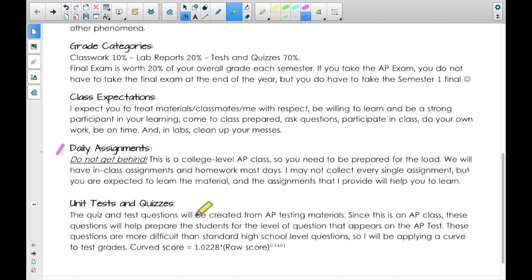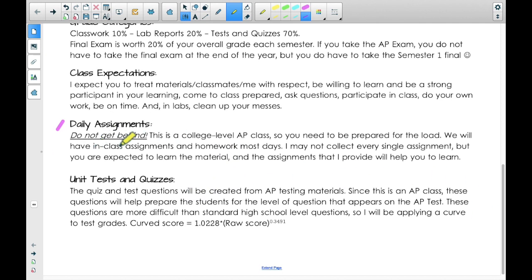Okay, daily assignments and tests and quizzes. This is what I was talking about a second ago. Number one, do not get behind. This is a college level AP class. You need to be prepared for the load, and there is a load.